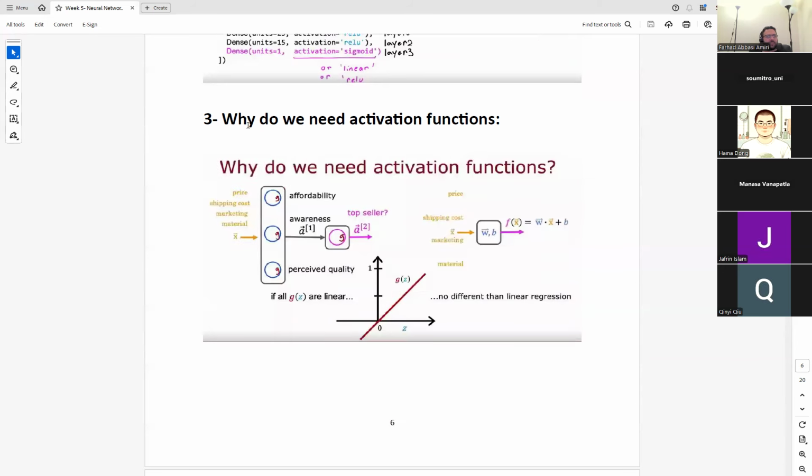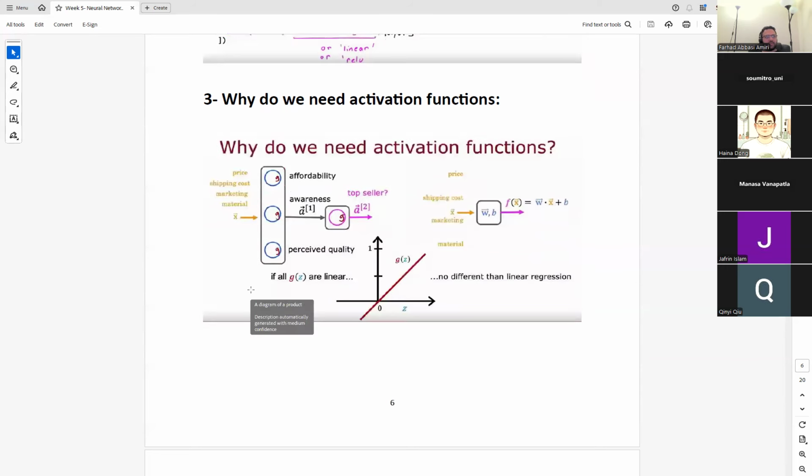Here in this section, why do we need activation functions? So let's say you have this structure of neural network, again for a top seller t-shirt. The input is price, shipping cost, marketing, and materials. And then this layer has three nodes which calculate the affordability, awareness, and perceived quality. And then we have one node on the output layer and generate the probability of the t-shirt being a top seller or not, right?